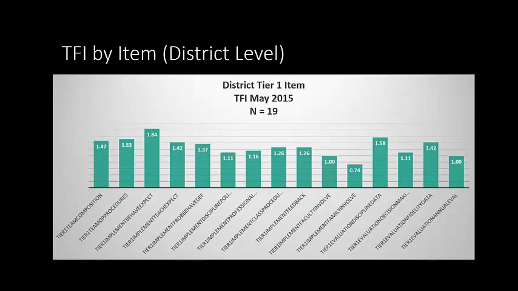At the school district level, these items can also be examined. So here's a particular school district. They had 19 schools take the tiered fidelity inventory, and they downloaded their results and just looked at them by item in Tier 1. So what items in the TFI were being implemented better than other ones? Where might they need a little bit of coaching and support, and where might they need to do a little bit of celebrating?